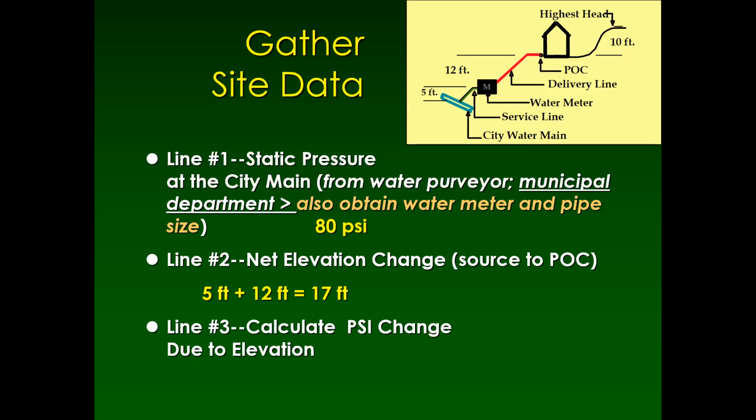So now we need to calculate our PSI change due to elevation. Luckily this gives it to us. We're going to take line 2, which is 17, and we're going to multiply that by 0.433.